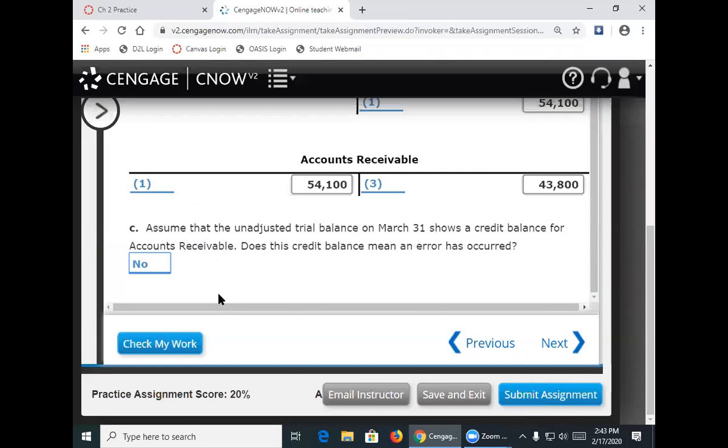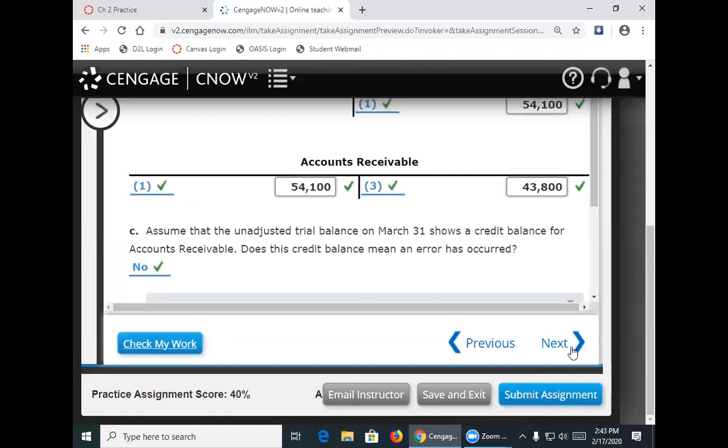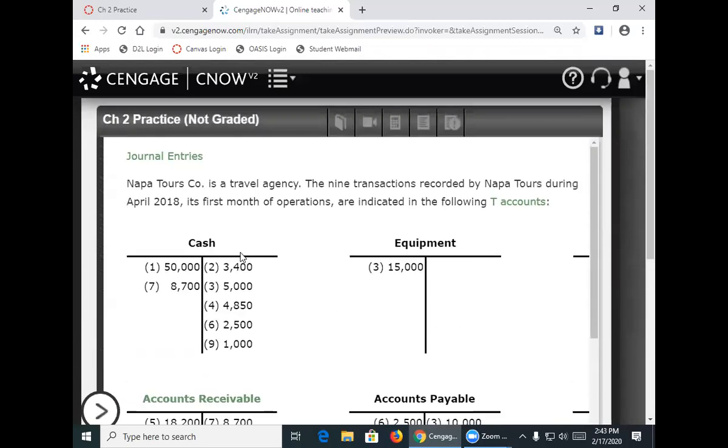And same with accounts payable. Accounts payable has a normal credit balance, but if we overpaid, it could have a debit balance, which in that case would be our error. But yeah, just making us think a little bit about how that works.